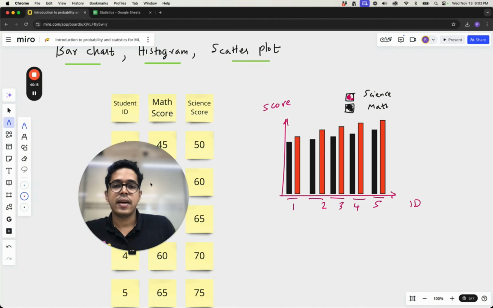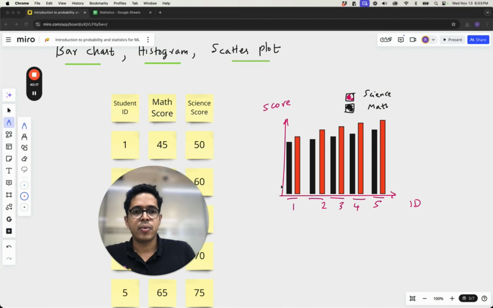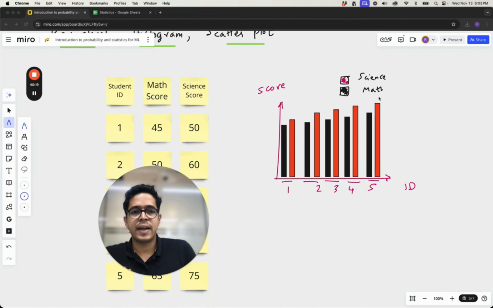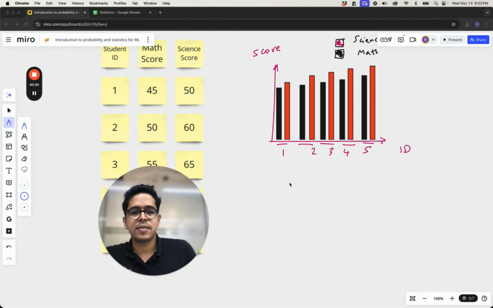Now, bar plot was useful in this case. I'm not denying that. But often, if you have too many data points, now imagine you had 7 subjects, it's very difficult to keep track of things using a bar plot. So that is the case when a scatter plot is very useful. So a scatter plot is essentially something that looks like this.